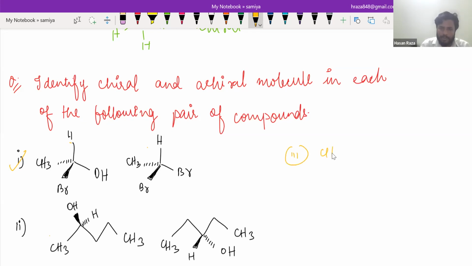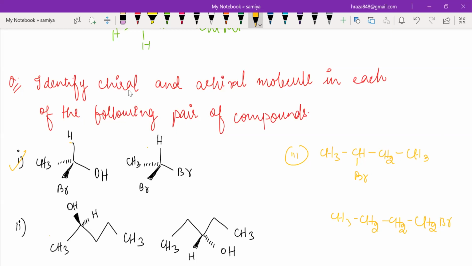And the third question: CH3, CH2Br, and then CH2, CH3, and with this, the pair is CH3, CH2, CH2, CH2Br. Please let me know, can you solve it? Sir, I have to choose between. Yes, identify chiral and achiral. You just need to tell me which one is chiral and which one is achiral from the pairs.